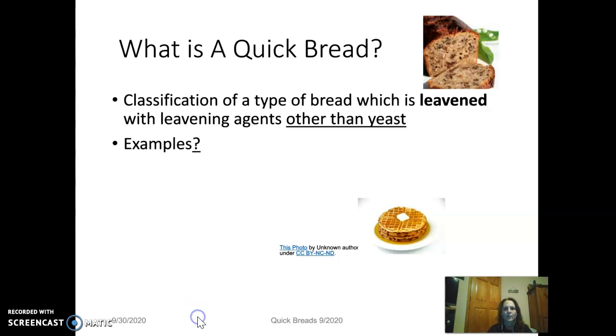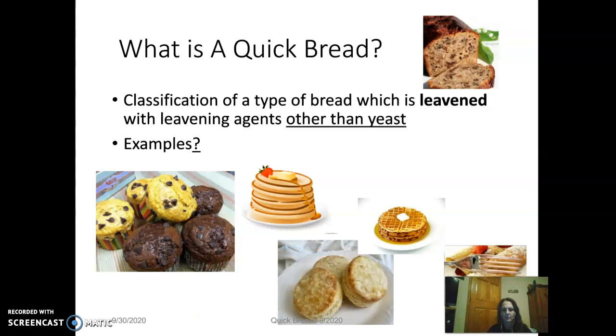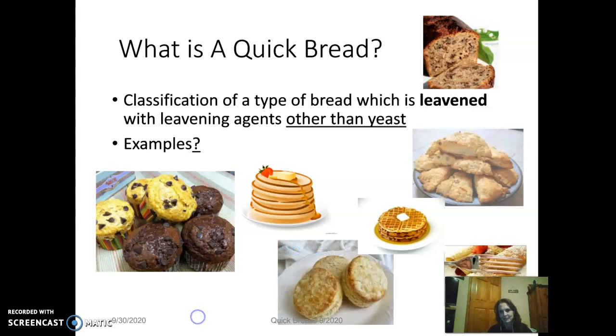So some examples of quick bread you'll see here are fruit and nut breads like banana breads or zucchini breads, griddlecakes or pancakes, muffins, scones, or biscuits, crepes, and scones are all examples of a quick bread.